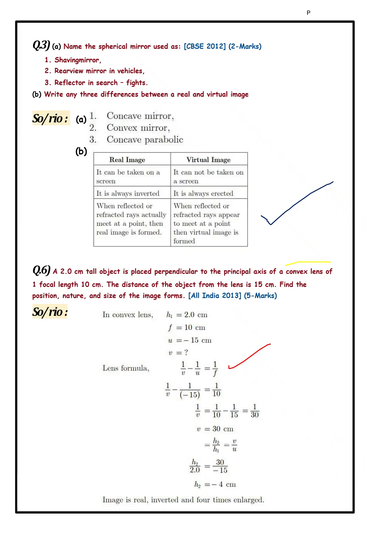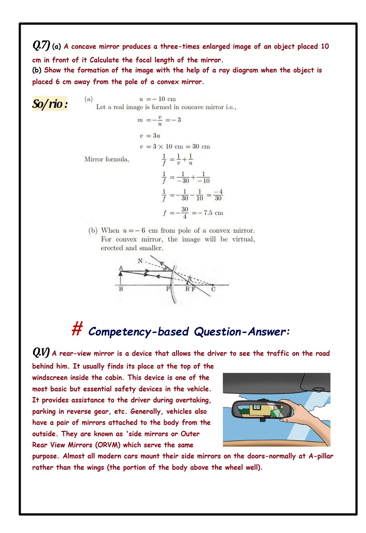Likewise, you substitute the values and then you will get the answer minus 4 centimeter. So that means image is real, inverted, and it is 4 times enlarged. Likewise, I have one more question. A concave mirror produces a 3 times enlarged image of an object placed 10 centimeter in front of it. Calculate the focal length of the mirror.